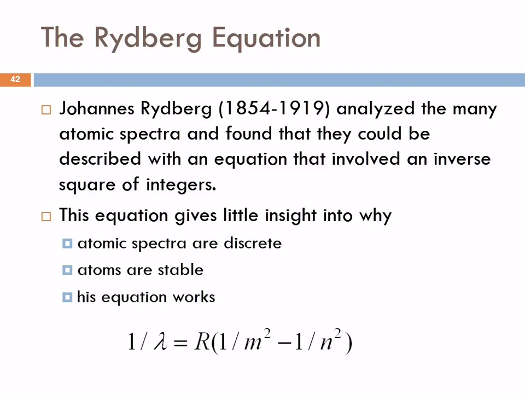So awesome, he described this, but this doesn't tell us what's going on or why. It doesn't tell us why the atomic spectra are discrete, why it has individual lines. It doesn't tell us why atoms are stable. It doesn't tell why the equation works. In essence, it's more of a law. It says, well, this is what happens. I can say all of these fit this pattern.